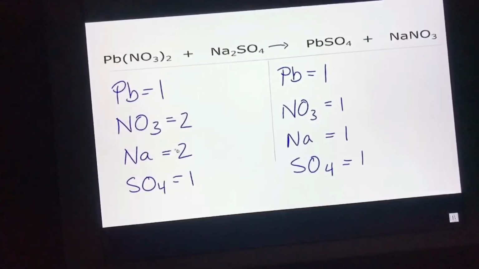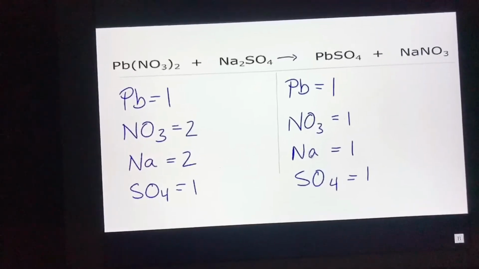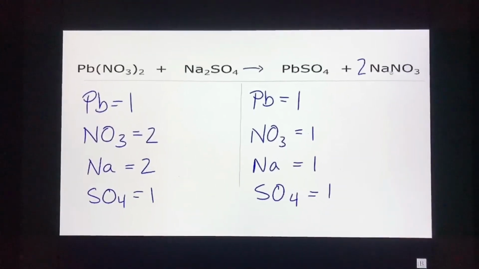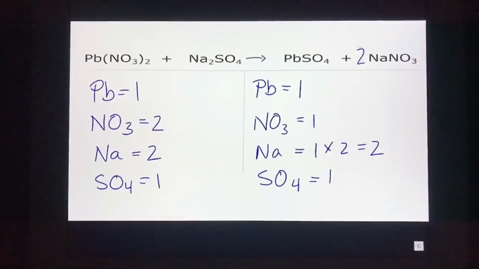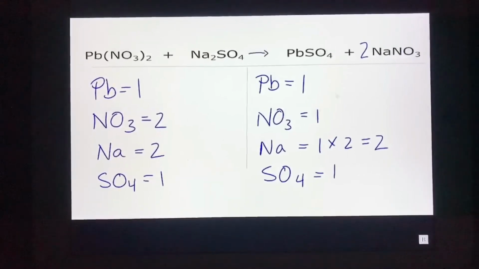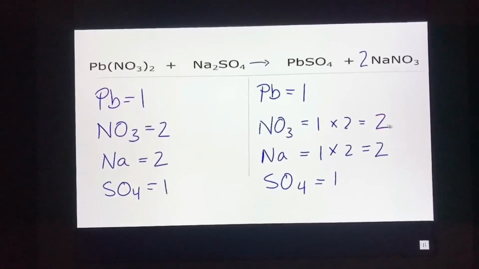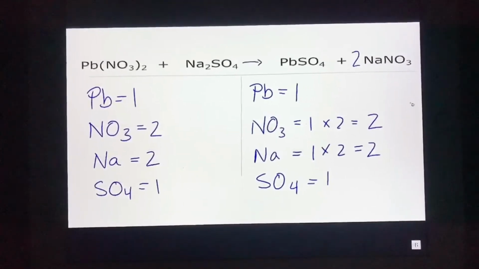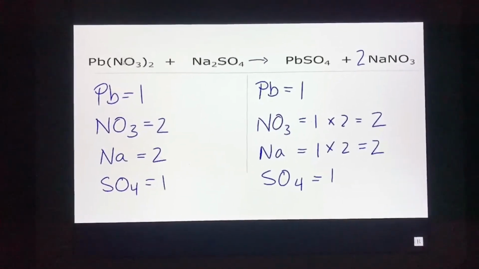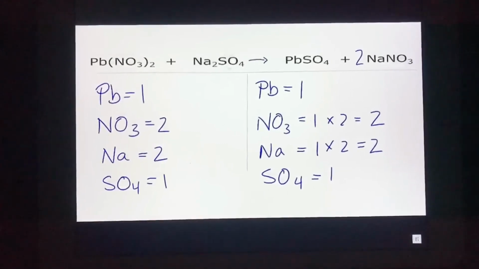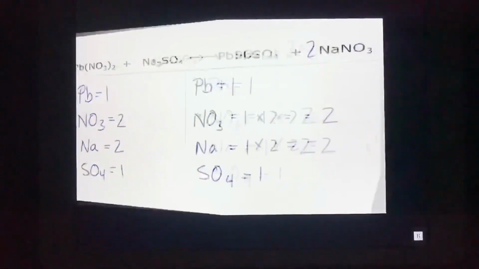So here we need to balance nitrate, because nitrate was under the bracket, it's 2. How will you do it? We can put 2 over here. Now after putting 2, sodium became 2, nitrate also became 2. Sodium is already balanced on the reactant side, so you don't have to put 2 there because it is already there on the product side. So nitrate 2 is balanced, sodium is also balanced, sulfate is also balanced, and lead is also balanced.